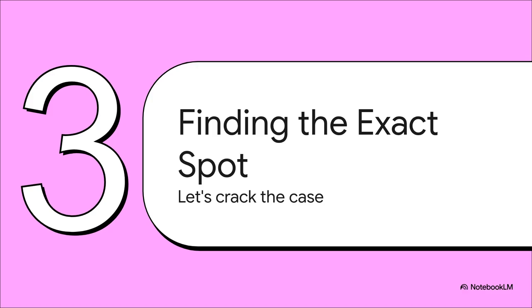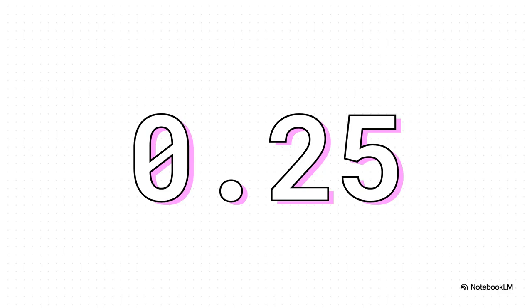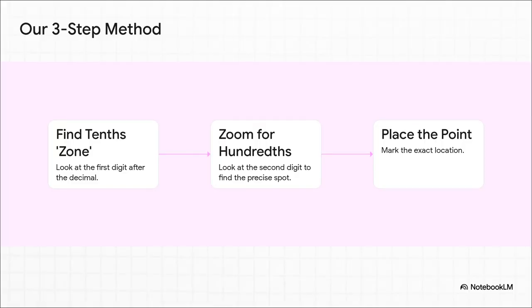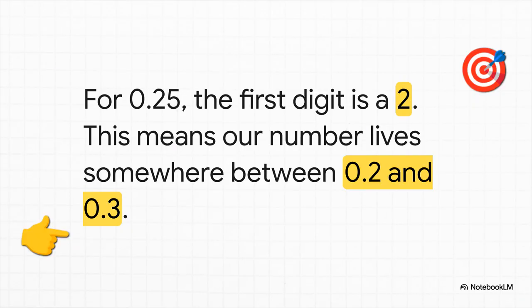Let's do this. Okay, here's our first target, 0.25. Our mission, should we choose to accept it, is to place this number on the line with perfect accuracy. And don't worry, I've got a super simple 3-step method that works every single time. First, we find the general neighborhood. Let's call it the tenths zone. Then we zoom in to find the specific address using the hundredths. And finally, we plant our flag and place the point. Easy. So let's apply this to 0.25.